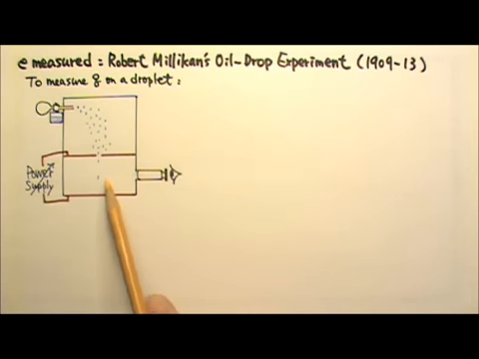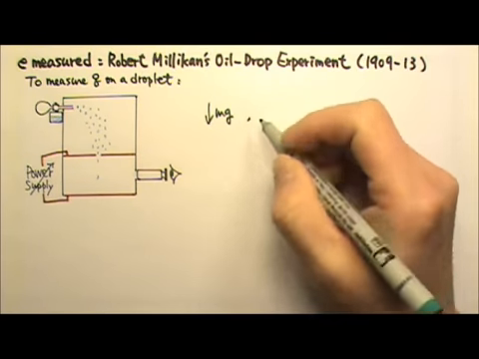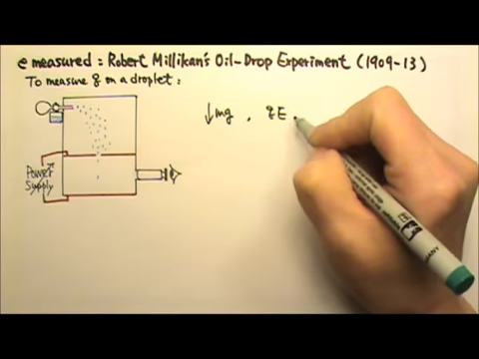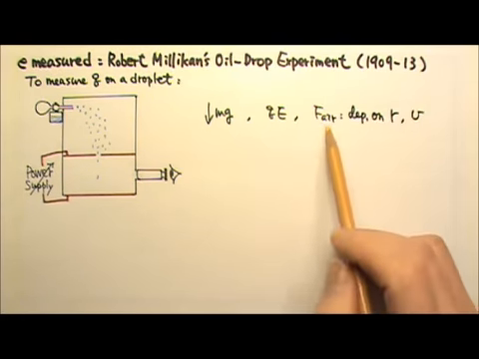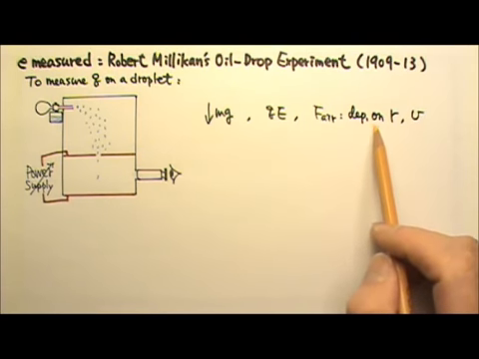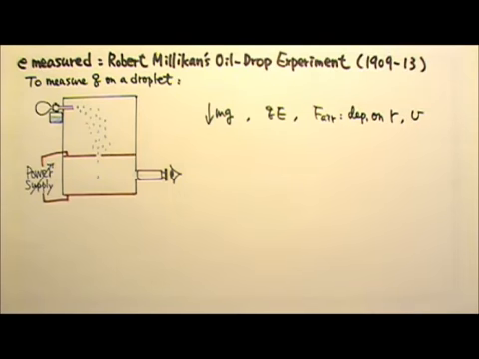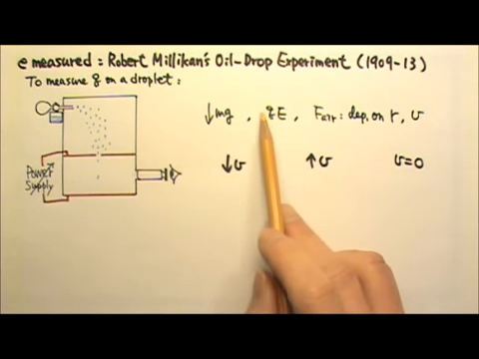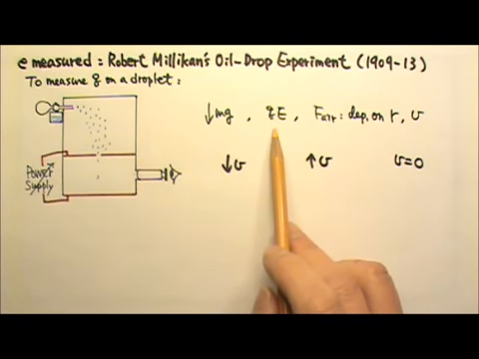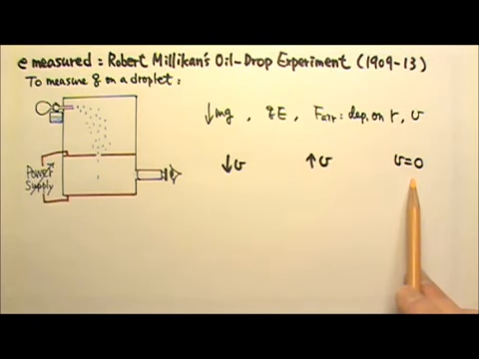Inside here, an oil droplet can experience three forces: the gravitational force mg, the electric force QE, and the air resistance. And the air resistance is dependent on the size, the radius of the droplet, and the speed of the droplet. Depending on the electric field in this region, the sign and the amount of the charge a droplet carries, the droplet can be falling, moving upward, or even suspended in midair.